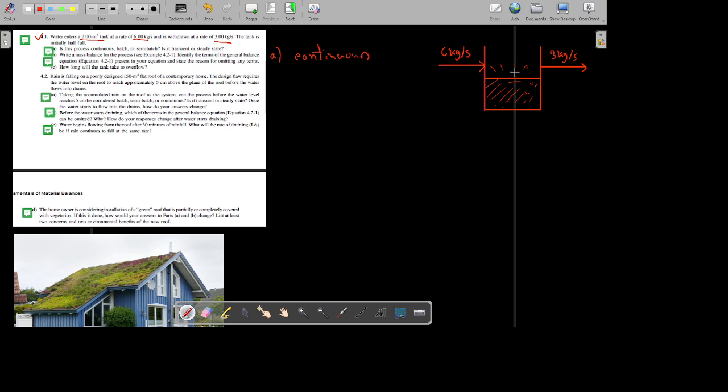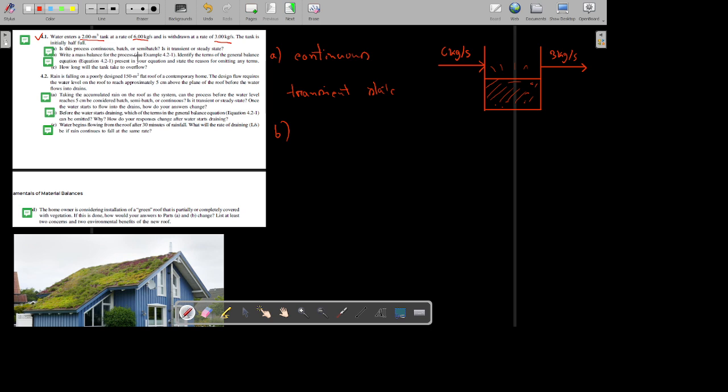As water is accumulating, the mass fraction of the water within the tank is increasing. As mass fraction is increasing, that means a process variable is changing. So the process cannot be in steady state. The process must be in transient state as a process variable is changing. So it is in transient state. What's the reason for that? The reason is that the process variable changes with time. So we are done with A. Now let's move to B.